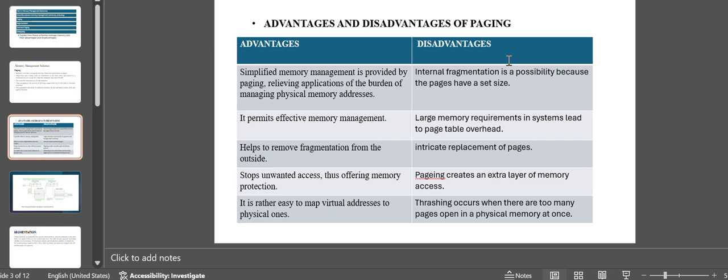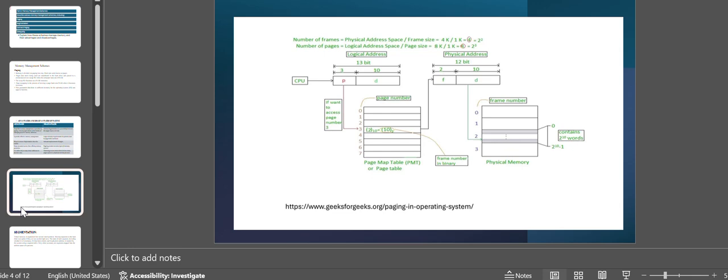thus offering memory protection. It is rather easy to map virtual memory to physical memory. And the disadvantages are fragmentation is a possibility because the pages have a set size. Larger memory requirements in the system lead to page table overhead. Intricate replacement of pages, paging creates an extra layer of memory access. Thrashing occurs when there are too many pages open in the physical memory at once. You can see the diagram here.